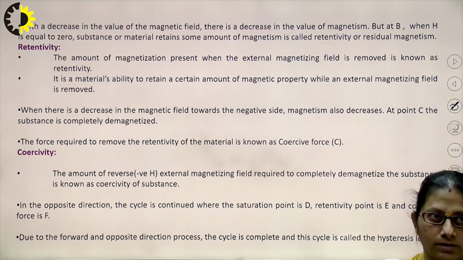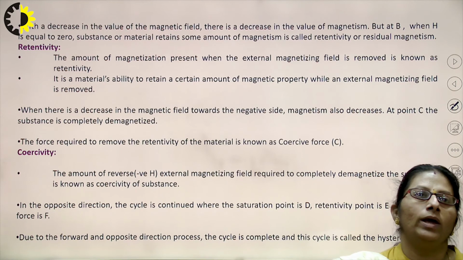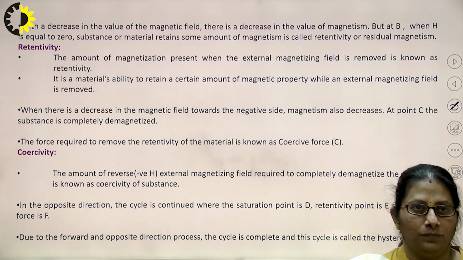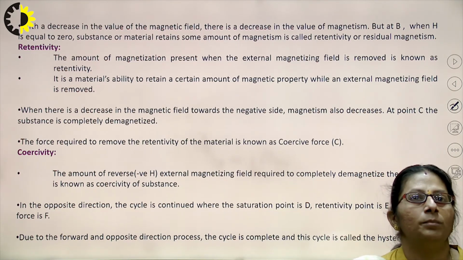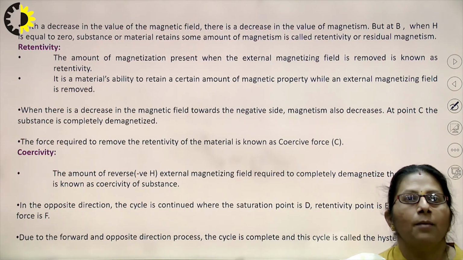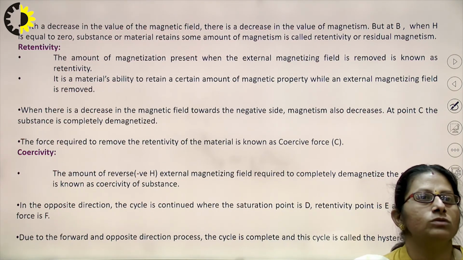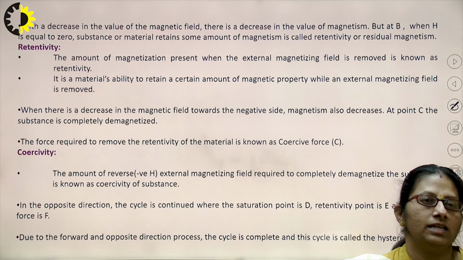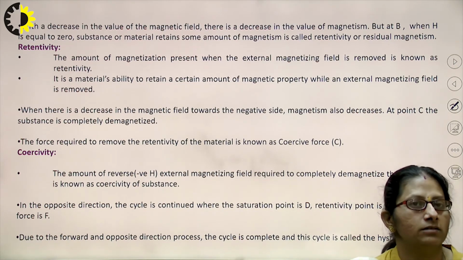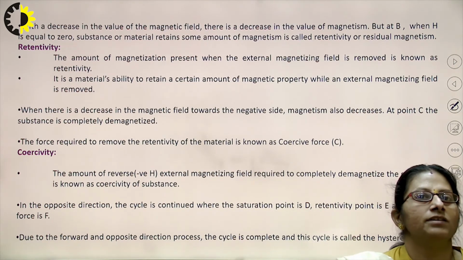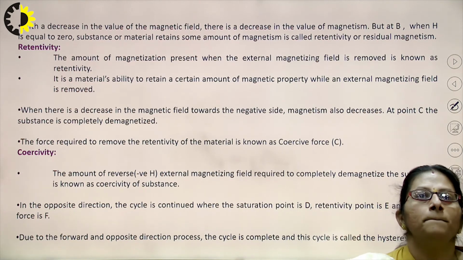Now, with the decrease in the value of the magnetic field, there is a decrease in the value of the magnetism. But at B, when H is equal to 0, the material retains some amount of magnetism in it, which we call retentivity or residual magnetism.